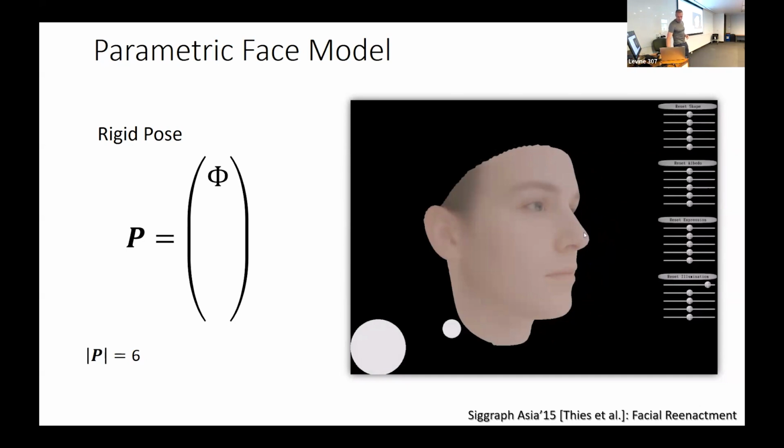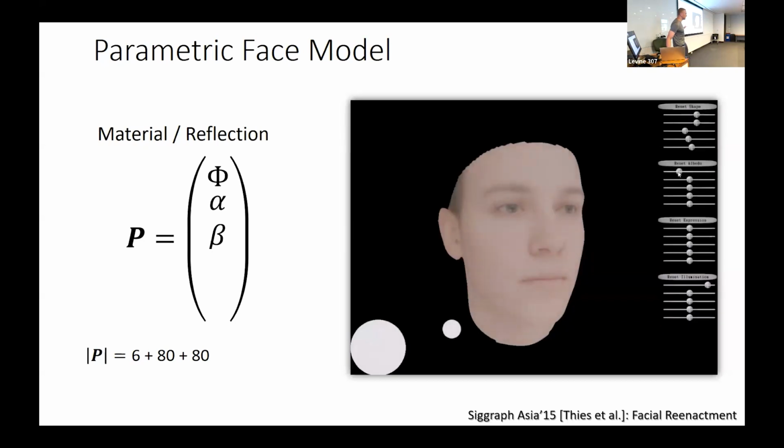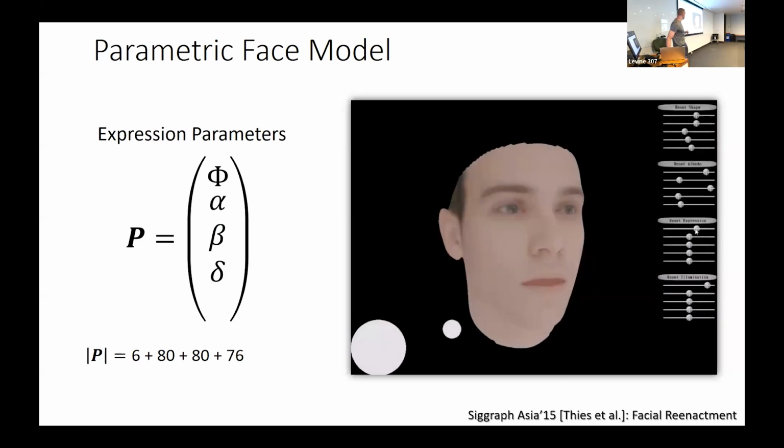And the idea is with these parameters here, so you have 6 for the rotation and translation, you have the shape identity here, so you see how the size changes. You have 80 of these coefficients here. You have a bunch of them that change the albedo and the reflectance, and you have a bunch of them that change the expressions. And the idea is that basically with these parameters, with this low-rank approximation, you can parameterize ideally all types of human faces.